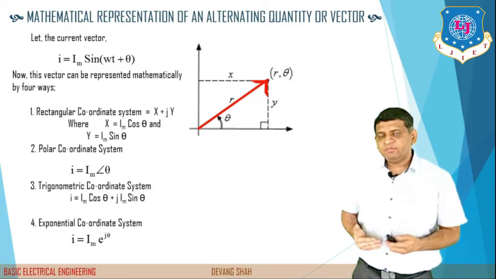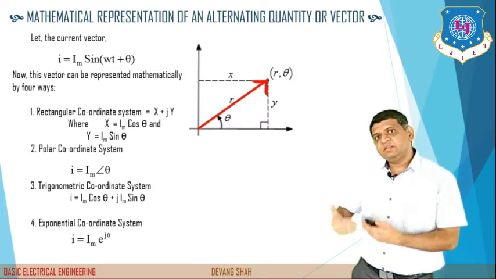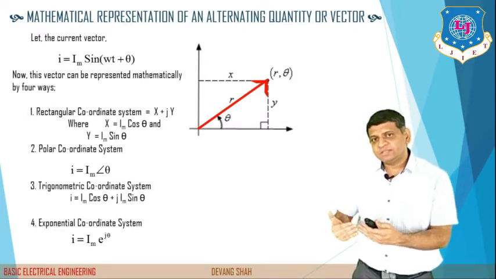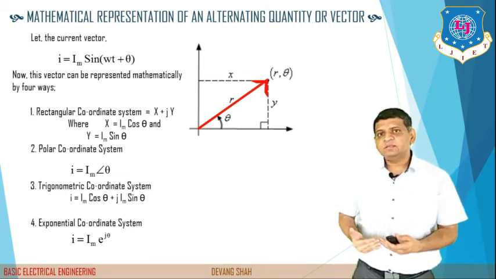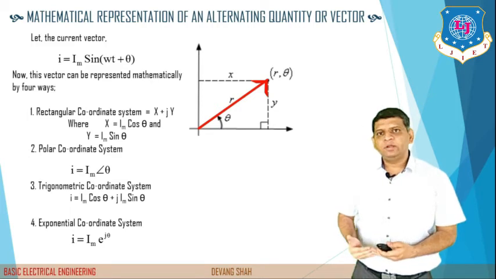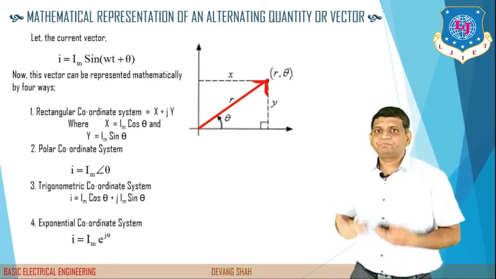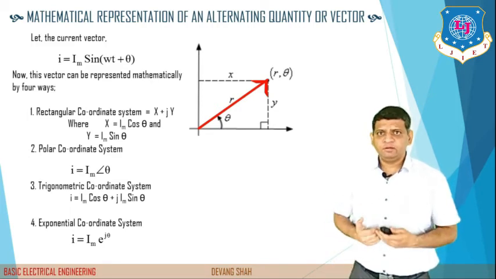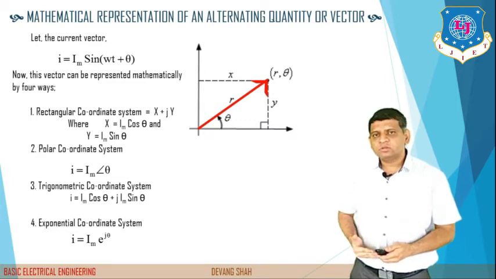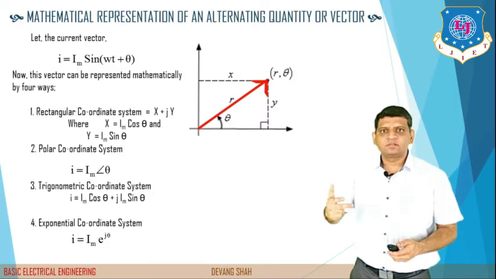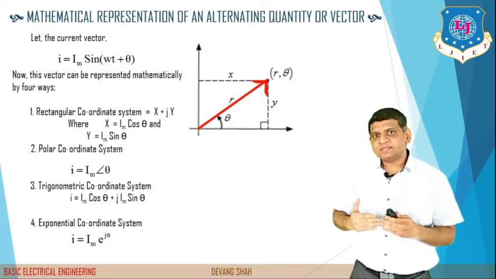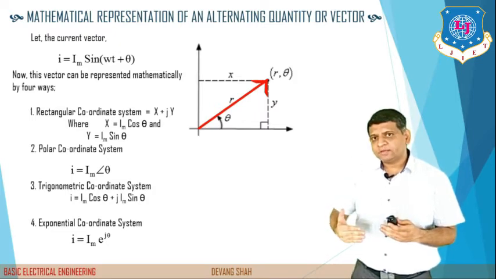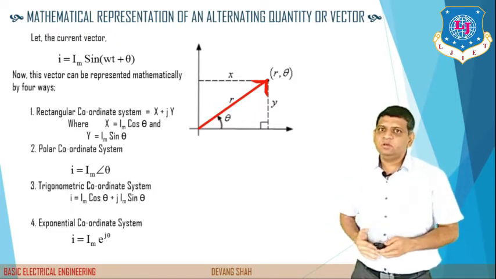So here, if I talk about only the real quantity of this vector of this AC signal, I is equal to Im sin(omega t plus theta), then x is related with the cos component and y we represent as a sine component, right? So x is equal to Im cos theta and y is equal to Im sin theta. These are two vectors. One is real and another one is imaginary. So always remember, the x-axis is related with the cos factor and the y-axis is always related with the sine factor, right?